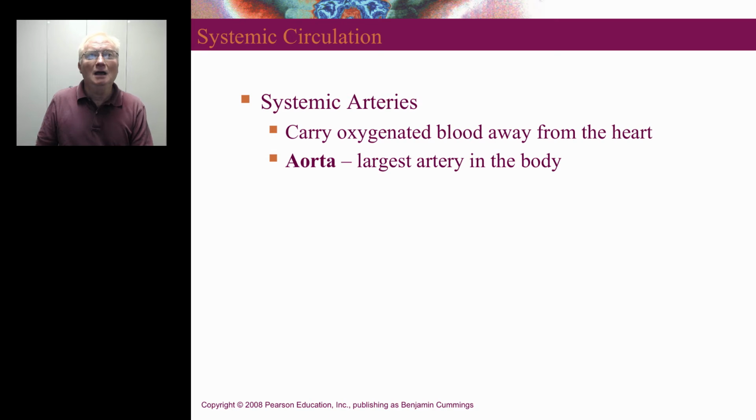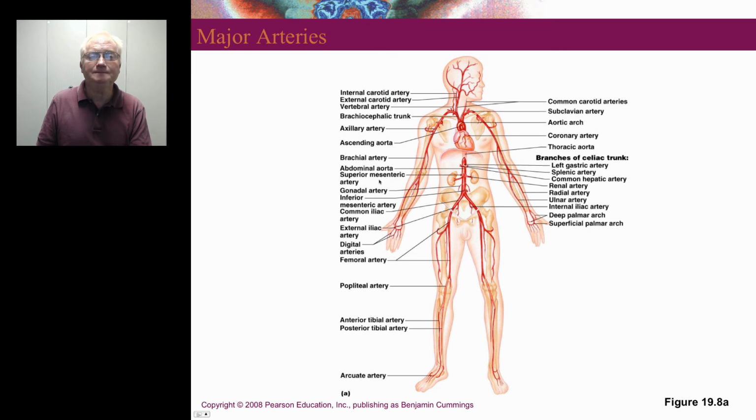Okay. The systemic circulation consists of systemic arteries, systemic capillaries, and systemic veins. It carries oxygenated blood away from the heart to the tissues. The aorta is the largest artery in the body. Remember what kind of an artery it is? It's what we call an elastic artery. Here are the named arteries that you need to learn the anatomy of.